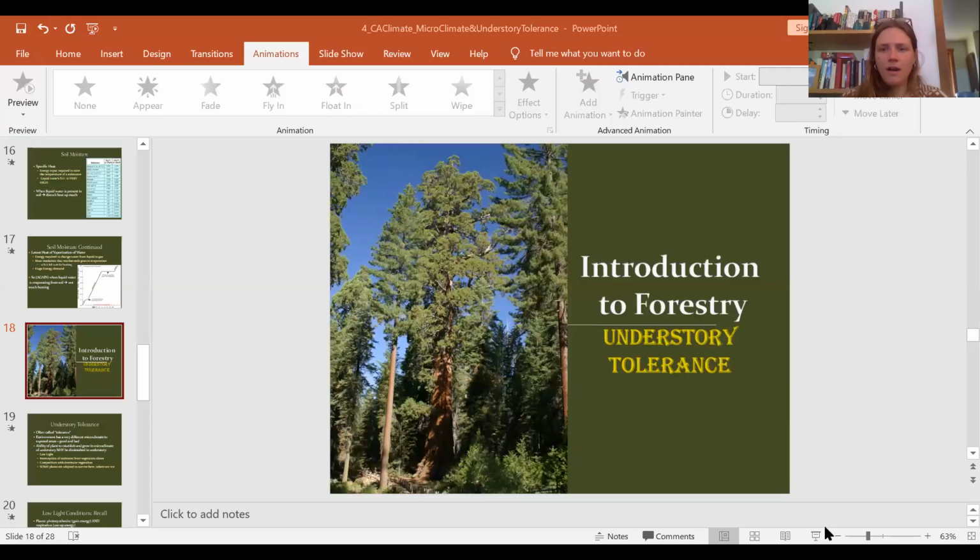Hi guys, we're back and we're going to talk about regeneration in the understory and the ability to survive in the understory of the forest. So let me share here.